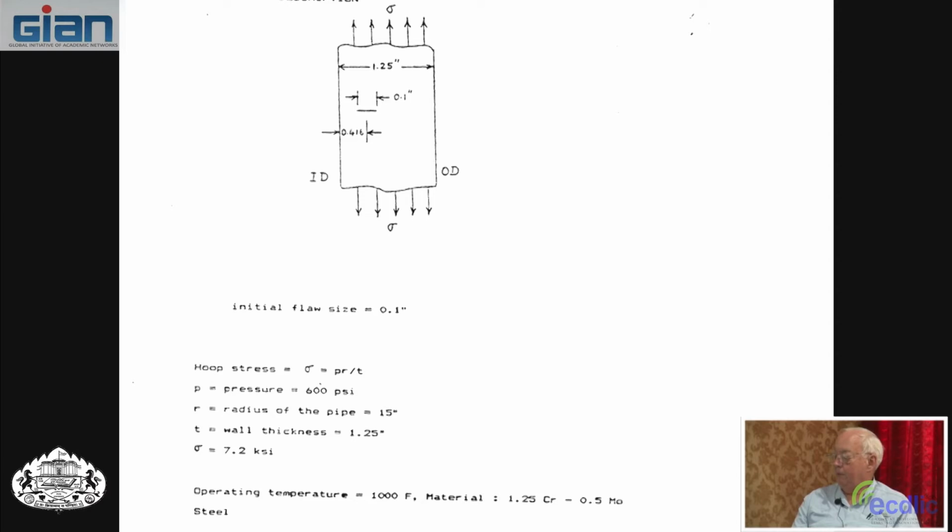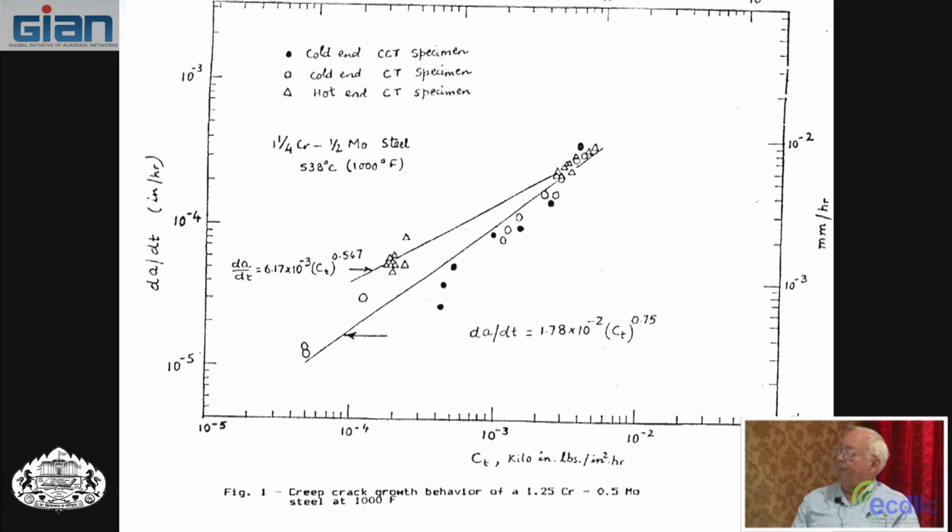This class of steels is always used at high temperature, chrome moly steel. Here are some of the data in that, da/dt versus C_t, and there's two sets of data. One is for the cold end, where you didn't have any prior damage, and the other is for the hot end. So the hot end has faster rate than the cold end, as you would expect. It doesn't look like much difference, but remember this is a log scale, so the difference between these two curves is at least a factor of 2.